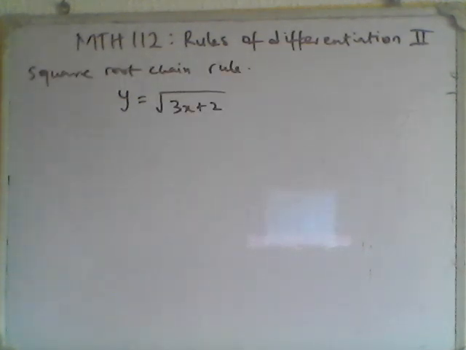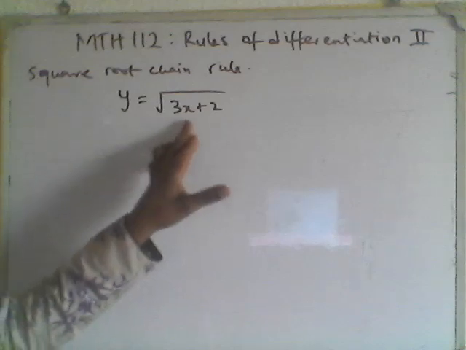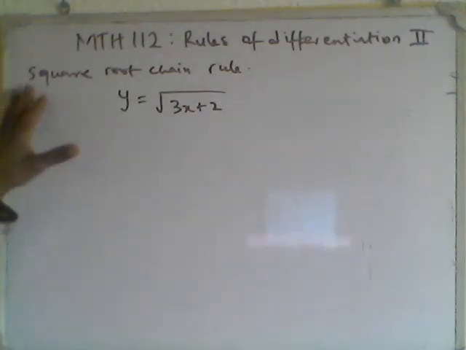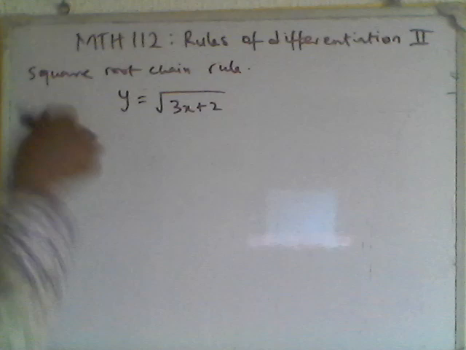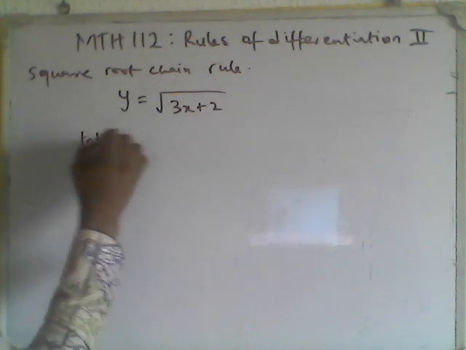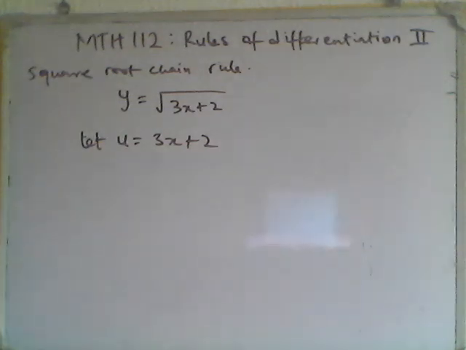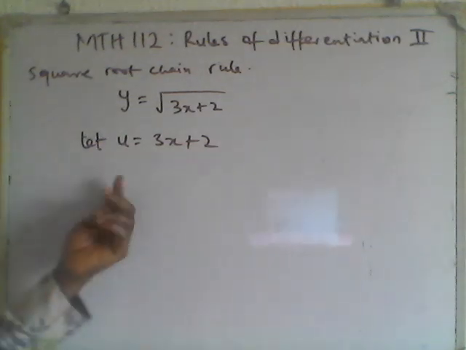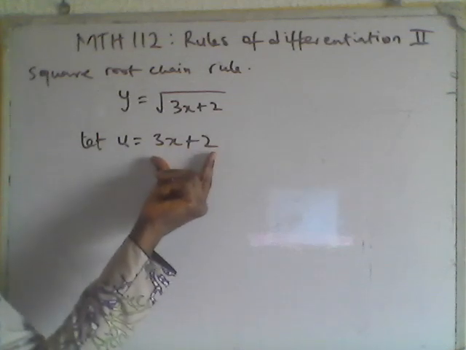Okay, so now we have another question on the board, and it says y equals square root of 3x plus 2. Now this is known as the square root chain rule. The square root chain rule is also a function of a function. There's a function inside a function. So we can identify the two functions, the one inside first of all. So we say let u, I like to use u, equal 3x plus 2. Now when you are determining what your u is, your function inside, make sure that it's linear or the simplest form without any complication.